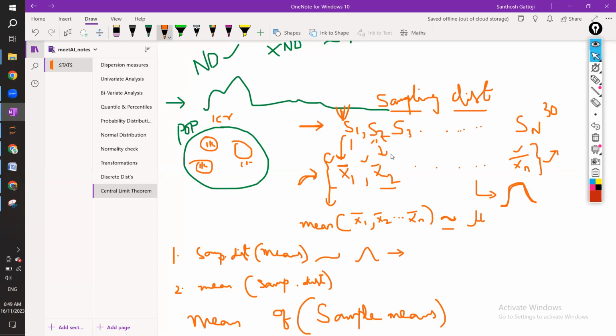Because now these are again one set of data. 30 means, it could be means, it could be heights, anything. But there are 30 points in this data set. Now again, you can calculate a mean of that. That will become the mean of the sample means. That mean of the sample means will approximate the population mean. What is the population? The actual population. And these sample means will follow a normal distribution when plotted.